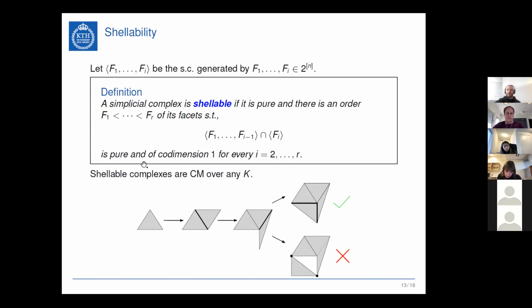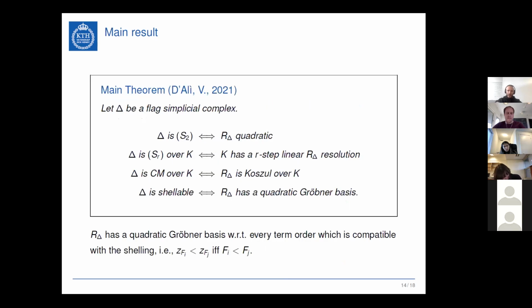So shellable complexes are Cohen-Macaulay, and they are actually Cohen-Macaulay over any field. So let's assume I want to put delta shellable as the last condition for my main theorem. On the right side, there should be a condition that possibly depends on an order, or the existence of an order, but it certainly does not depend on the characteristic of the field. And this is having a quadratic Gröbner basis. So we proved that a delta is shellable if and only if R of delta has a quadratic Gröbner basis.